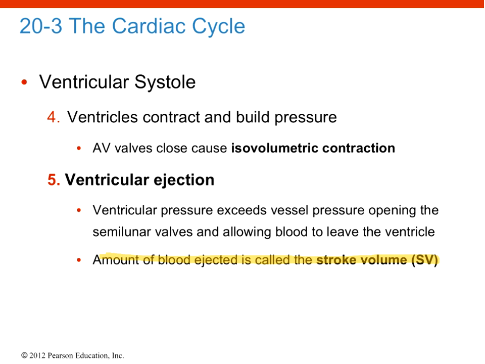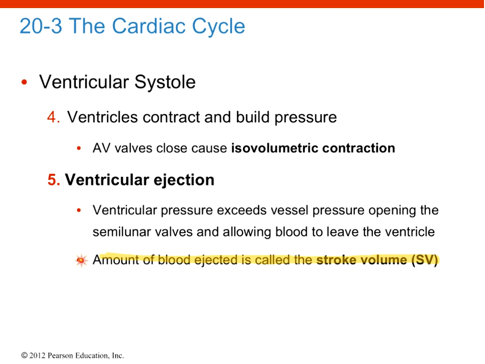In ventricular ejection, the pressure in the ventricles, built up by those contractile cells, is going to exceed the pressure in the aorta and the pulmonary trunk, and as a result it will open those semilunar valves. That pressure closes the AV valves, the bicuspid or mitral valve and the tricuspid valve, and opens the semilunar valves. The amount of blood that is ejected from those ventricles we call the stroke volume.